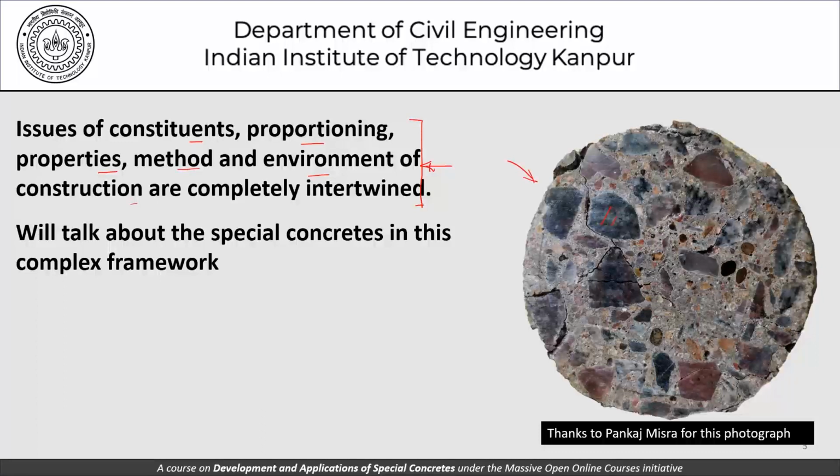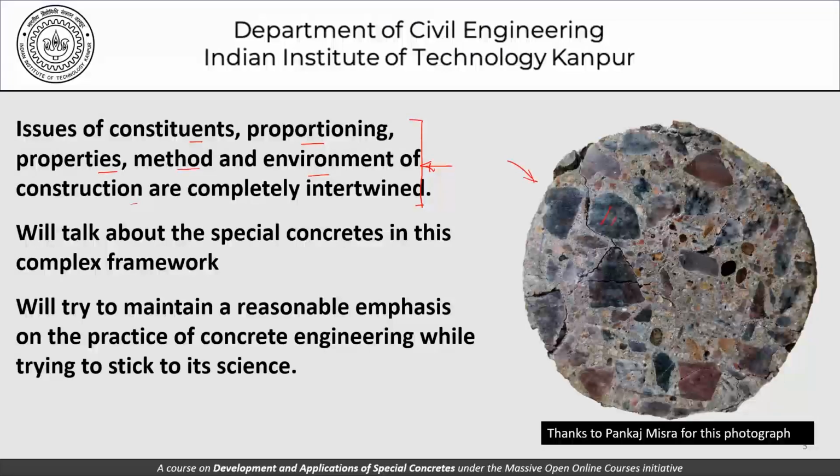For normal concretes, we have to understand a few things, and that's what we are trying to do in this week or possibly a part of the next week, when we'll try to do basic concrete engineering and then go on to develop our concepts into special concretes. We'll try to maintain, in this course, a reasonable emphasis on the practice of concrete engineering while we stick to its science.